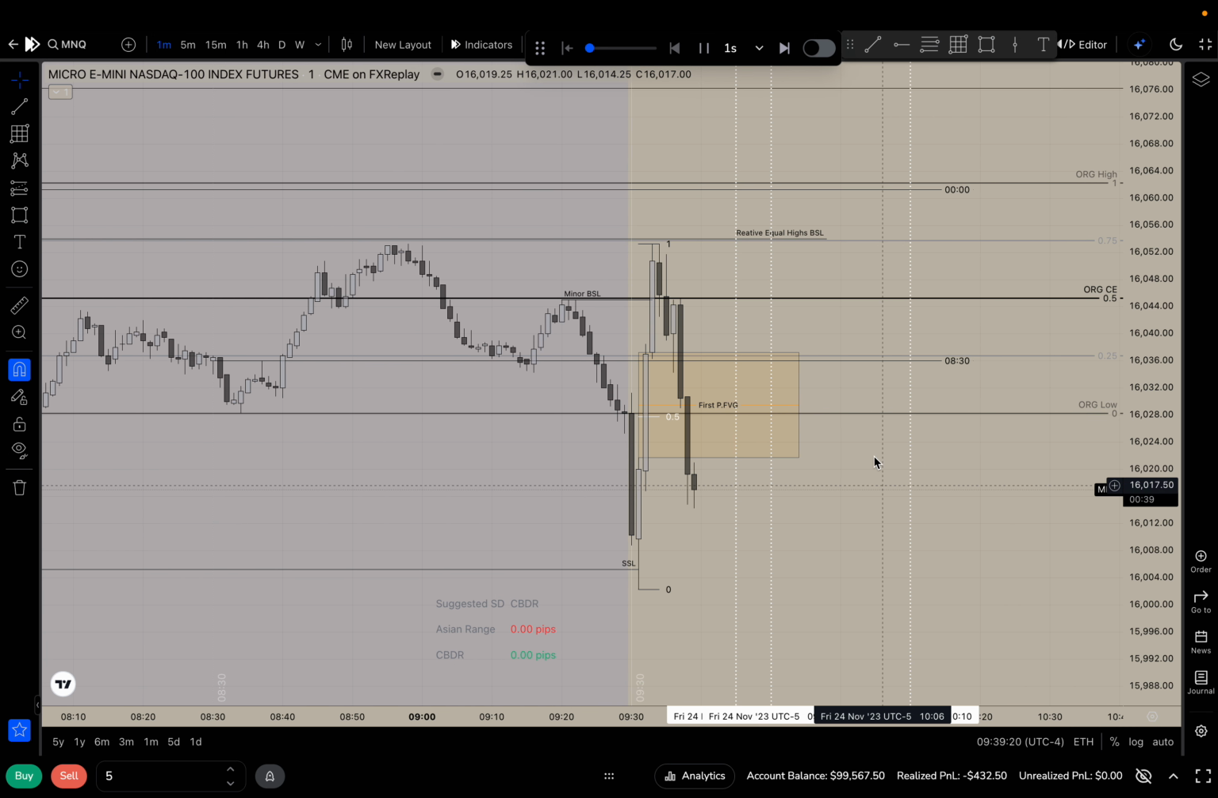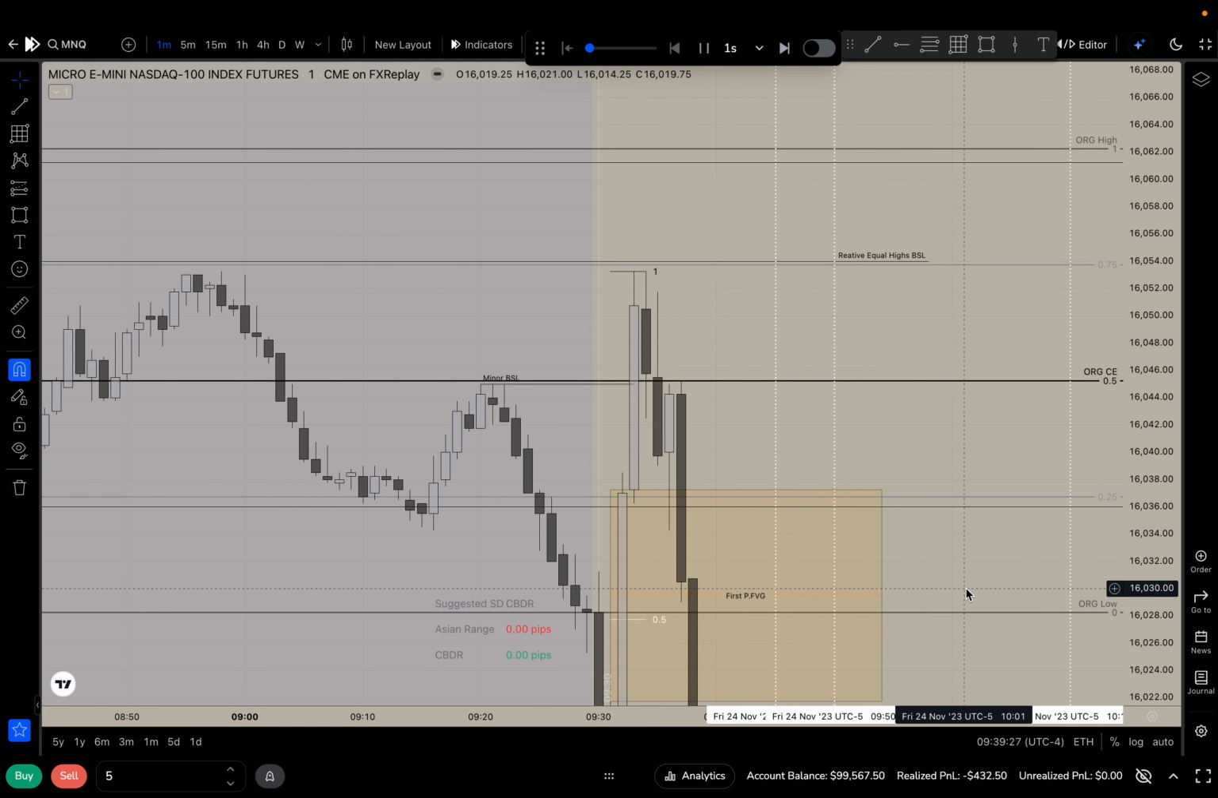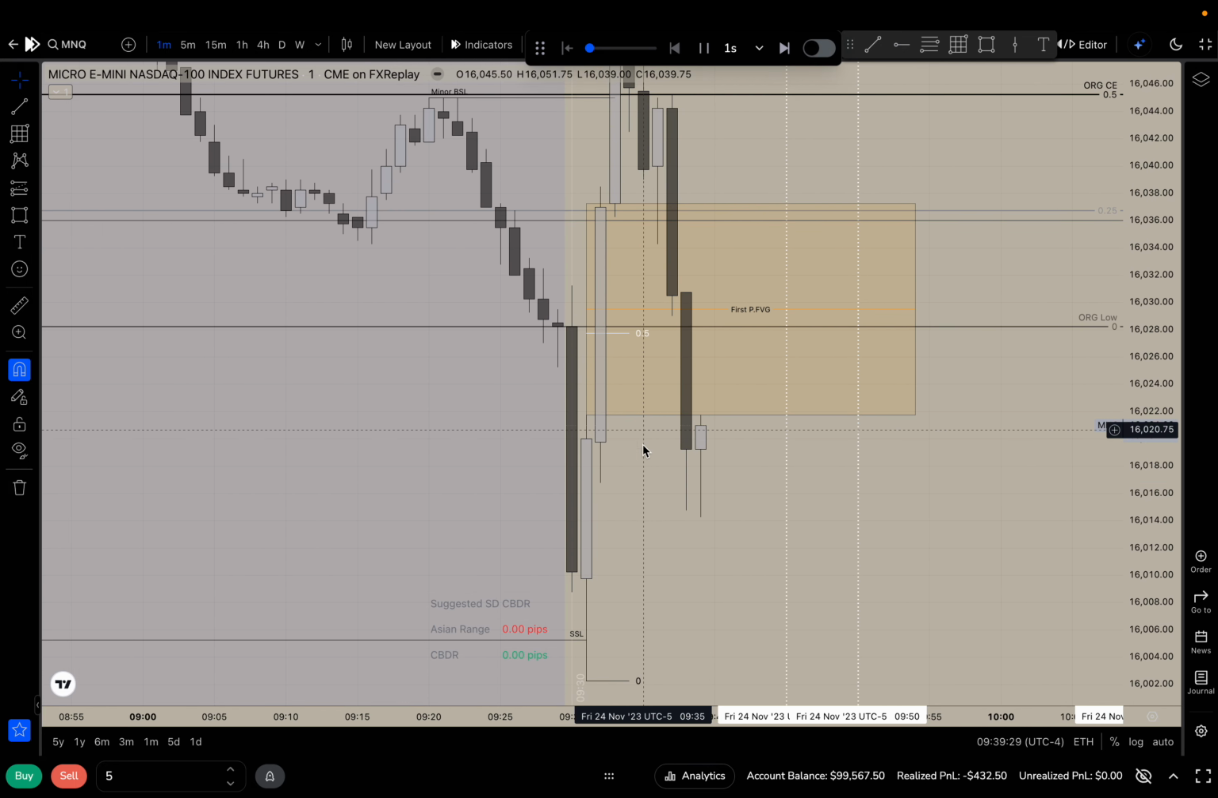I honestly just wanted to, I mean, we did get to CE of the opening range. I really thought we'd come up and take out this buy side liquidity first. Maybe we will, and I'll get absolutely toyed with once I go for shorts right here, but we'll see.